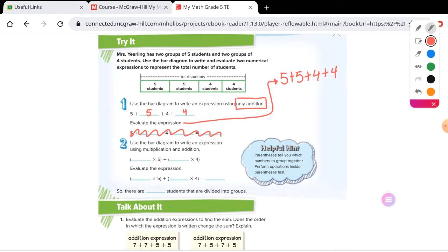Work it how? Left to right. From left to right. So what am I going to underline first, Brennan? 5 plus 5. Okay, underline 5 plus 5. We know that's 10. Copy everything else down. Colby, what am I going to do next? Nope. We go left to right. There you go. 10 plus 4 is what? 14. I'm going to copy down my last plus 4. Zach, what's 14 plus 4? 18.